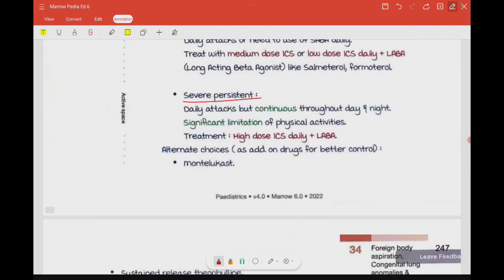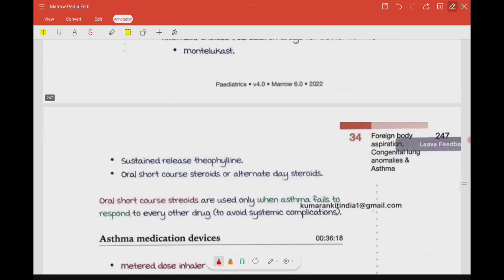There are alternate choices like Montelukast can be used, or sustained release theophylline, oral short course steroids, or alternate day steroids. Now coming to oral short course steroids, they are used only when the asthma fails to respond to every other drug. Okay, so we use steroids at the last to avoid any systemic complications.